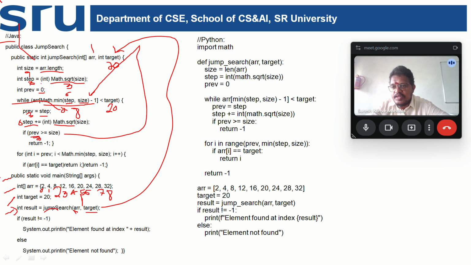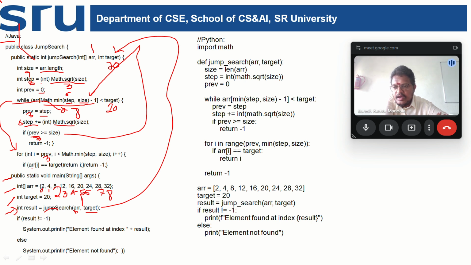When the condition is false, control is jumping from this line to the for loop. In the for loop, int i equal to previous. What is the previous value we are having? 3. So i value is 3. 3 less than, what is the minimum it will be? What is the step we are having? 6, comma, what is the size? 9. The minimum function will return 6 only. So i value is 3. 3 less than 6, condition is true.